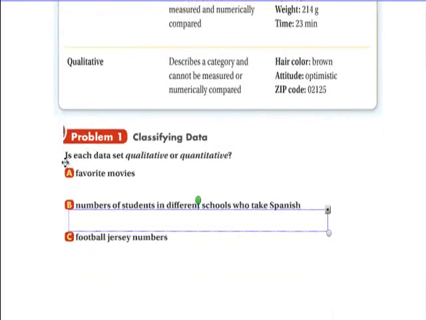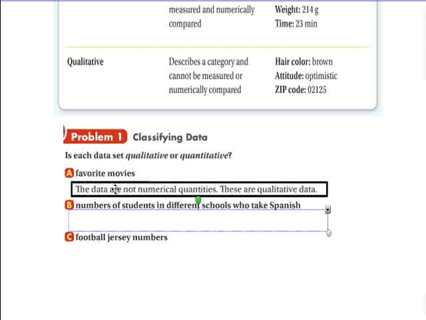So let's try a couple of these. Is each data set qualitative or quantitative? If we have favorite movies, well, favorite movies is kind of like your opinion. It's a category. So these are not numerical quantities. These are qualitative data. So qualitative.